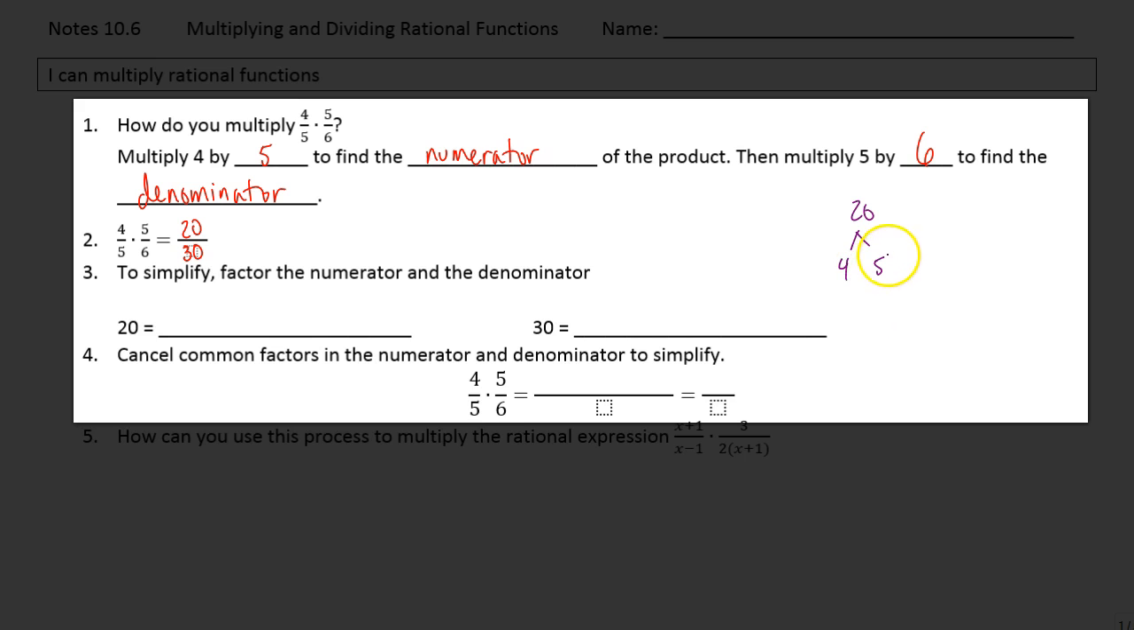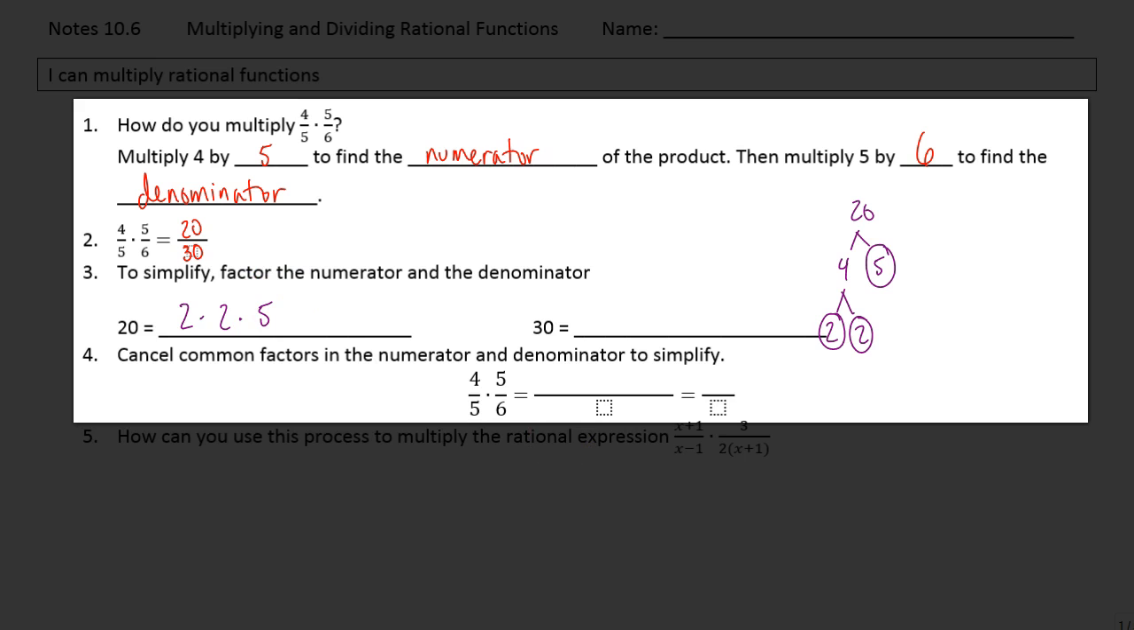Now 5 is a prime number, so I'm going to circle that one because the only numbers that would multiply together to give me 5 would be 1 and itself, 1 times 5. But 4, we can find two factors. We could find two numbers that multiply together to be 4, and that would be 2 times 2, and those are also prime. So the prime factors of 20 would be 2 times 2 times 5.